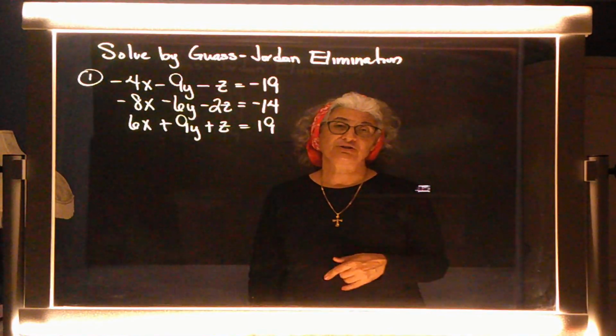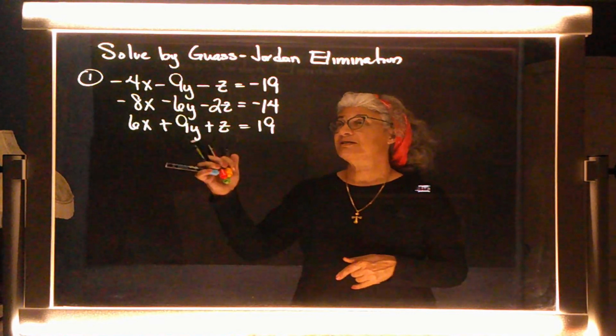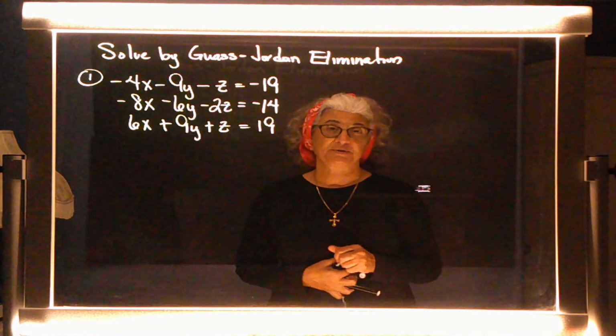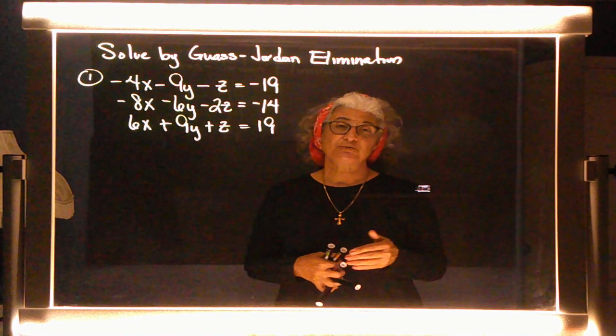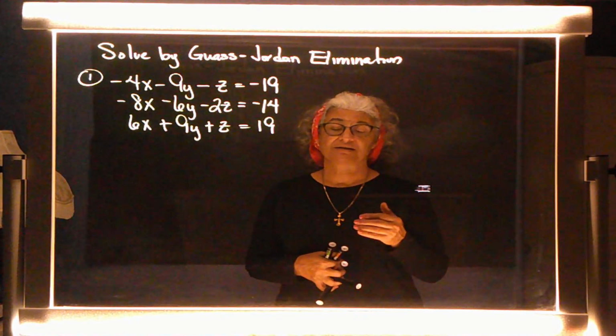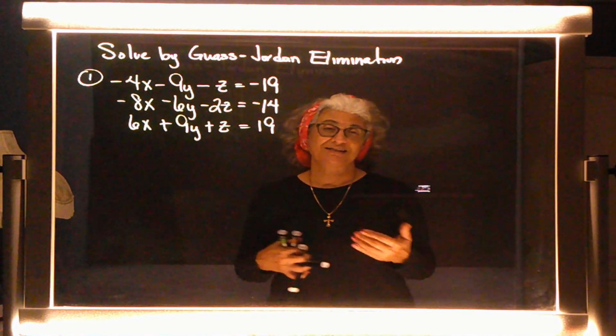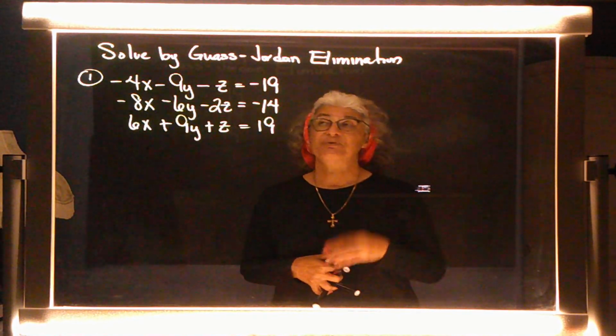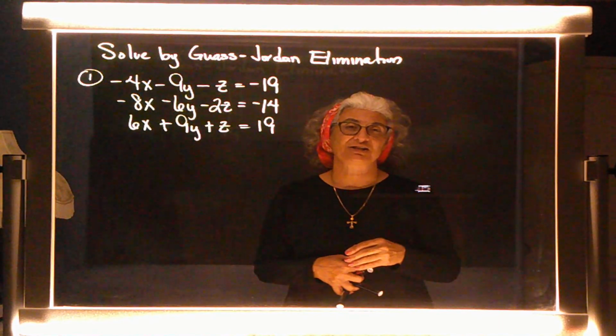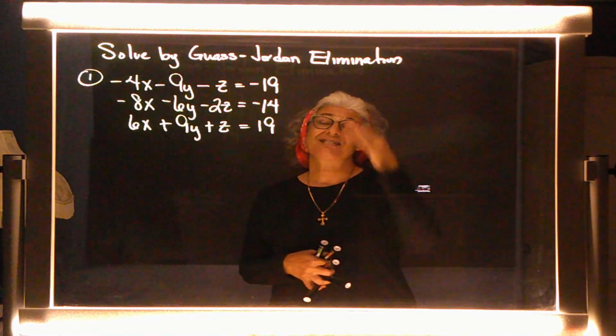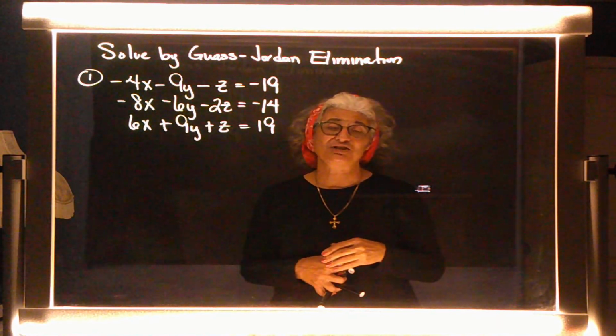Let's take a look at this first problem. They're asking us to solve this by using Gauss-Jordan elimination. It's also known as solving by using row-reduced echelon form. That's how it's called nowadays, but it used to be called Gauss-Jordan elimination. I still like this title because it tells me I'm actually using the elimination method.